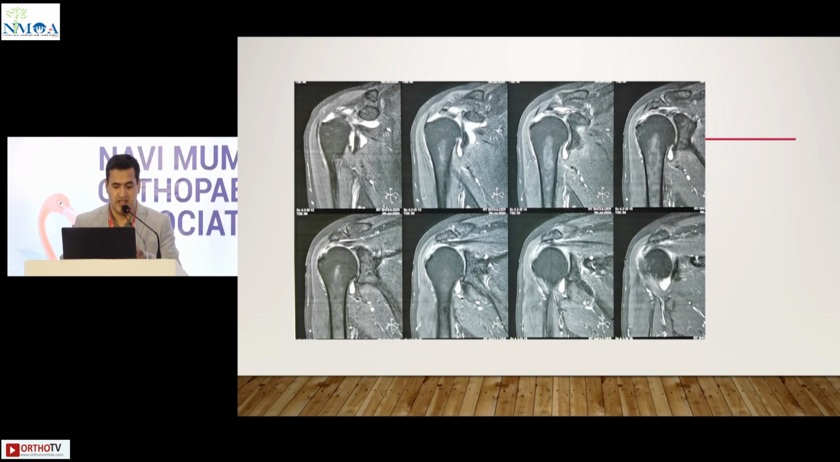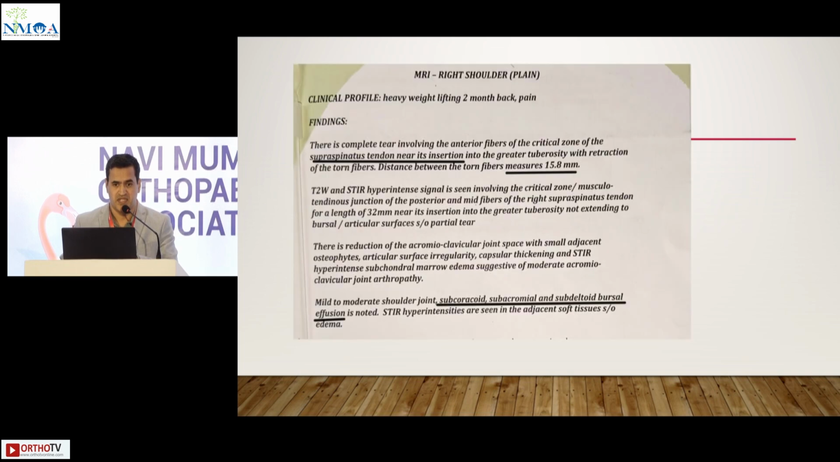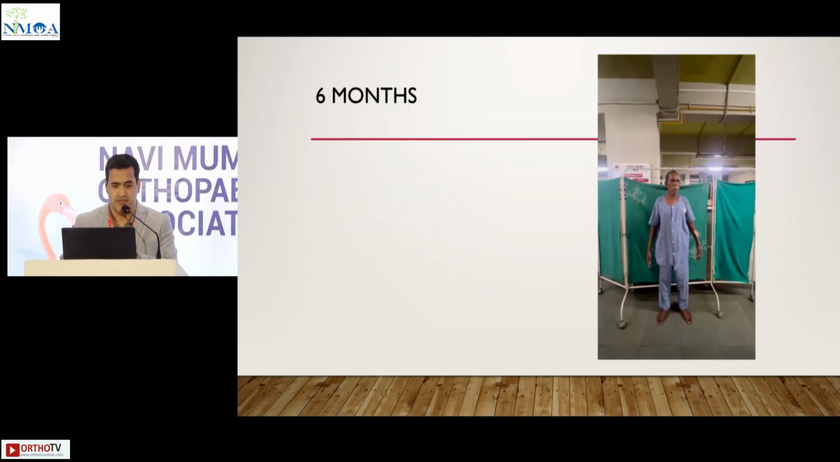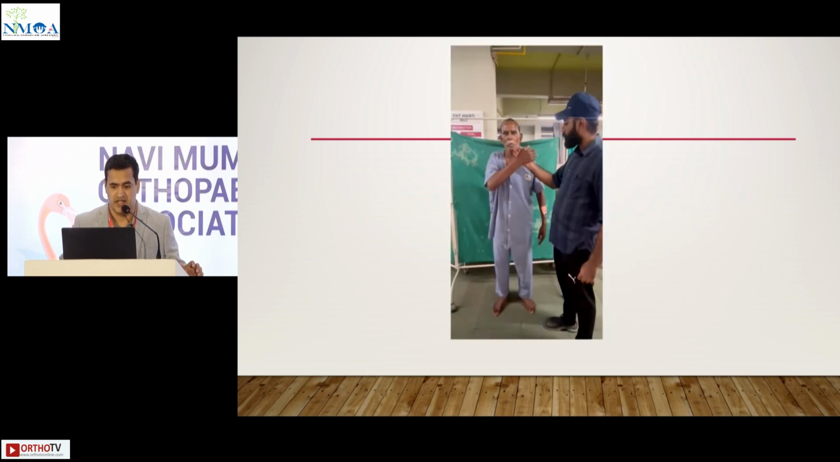If you see the MRI, there is around 2 centimeters of retraction of the tendon tear, good muscle belly, and type 2 acromion. Again, if you see the range of motion, he is able to carry out his daily activities with an adequate amount of abduction and external rotation. Some pain management is always required.